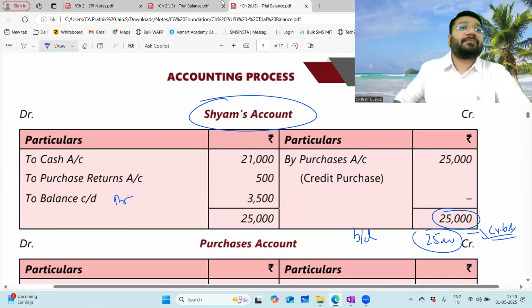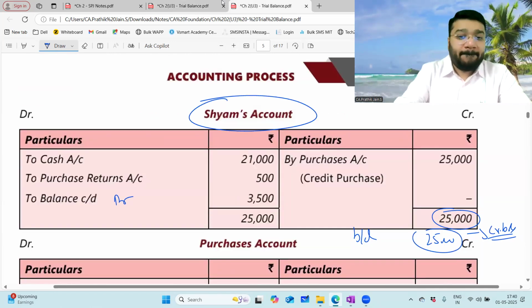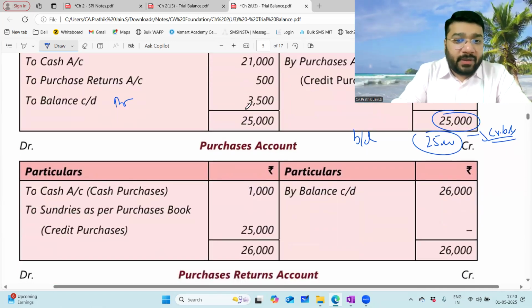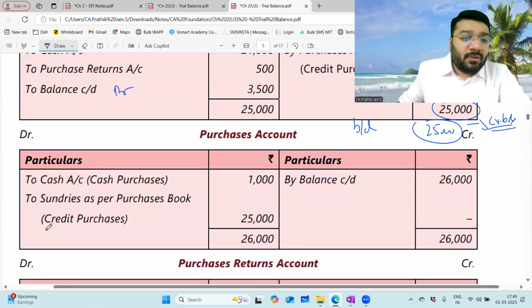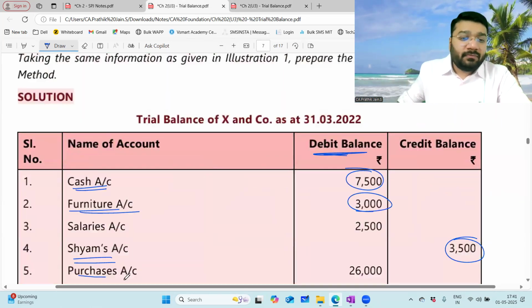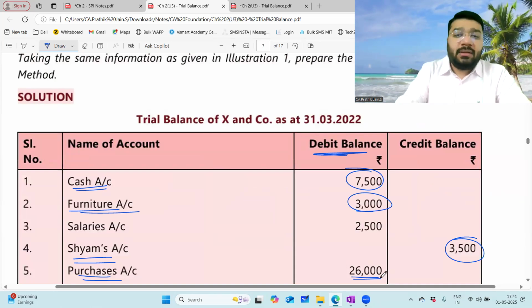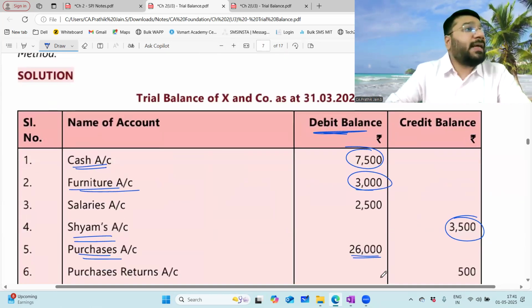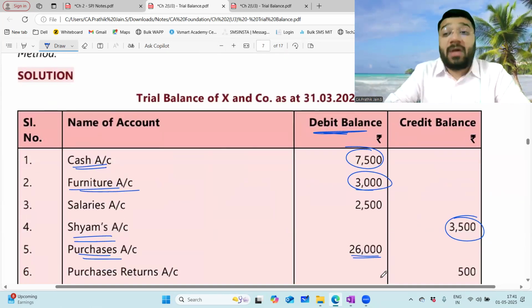3,500 in the credit column. Purchase. Brought down balance on the debit side. How much? 26,000. Purchase, brought down balance 26,000 on the debit side. It becomes a debit balance. It will go to the debit column of the trial balance.